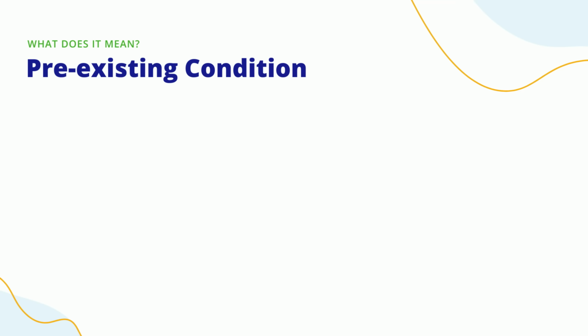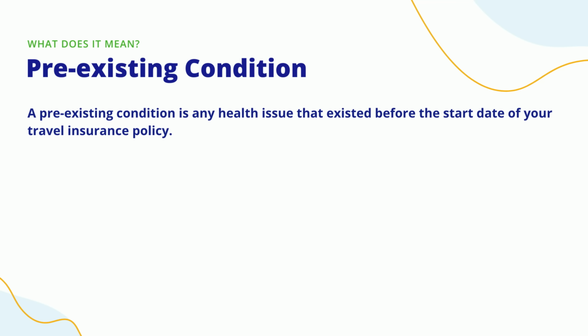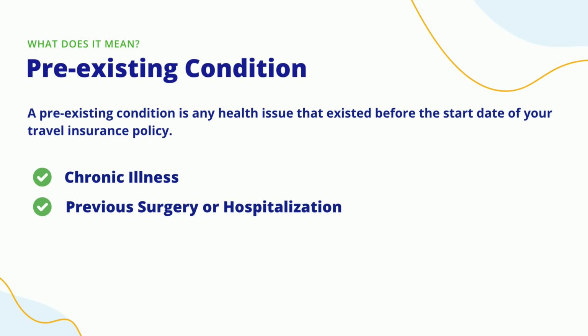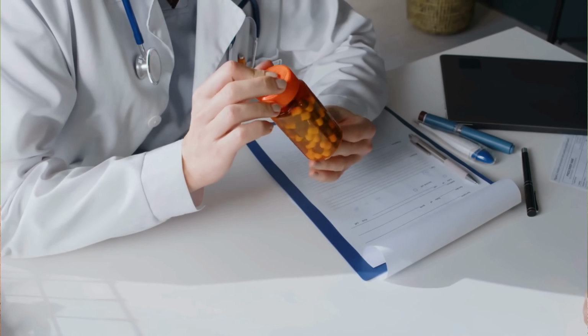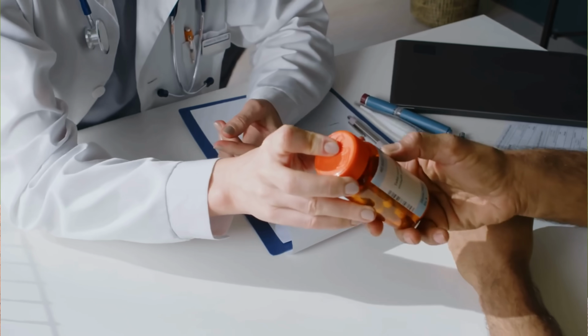Let's start with the basics. A pre-existing condition is any health issue that existed before the start date of your travel insurance policy. This could be anything between a chronic illness like diabetes, high blood pressure, asthma, or heart disease, a previous surgery or hospitalization, or even symptoms that haven't yet been diagnosed. If the person has been treated, diagnosed, or is taking medication for a condition before your travel insurance policy begins, it's generally considered pre-existing.